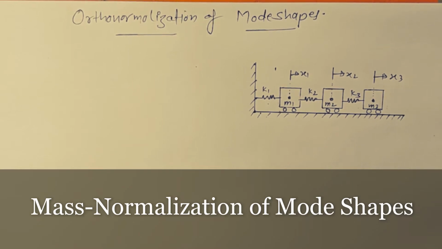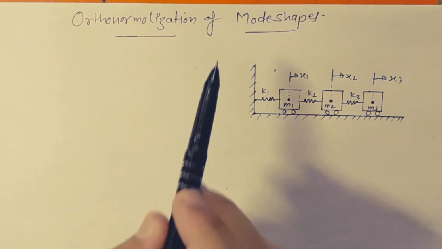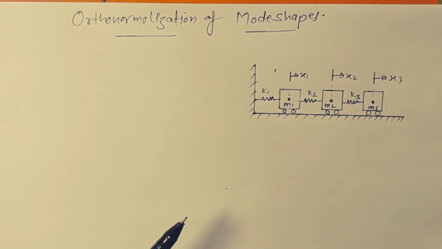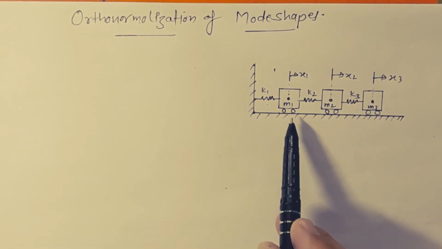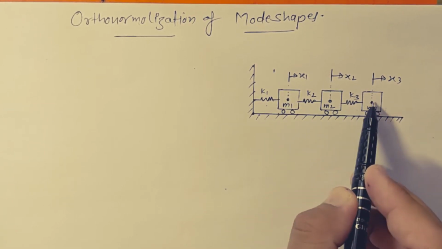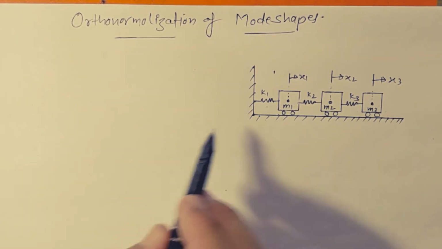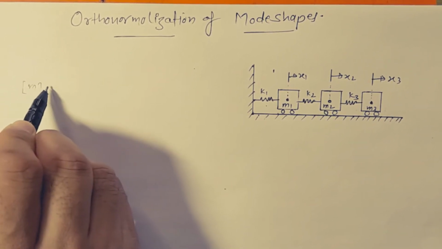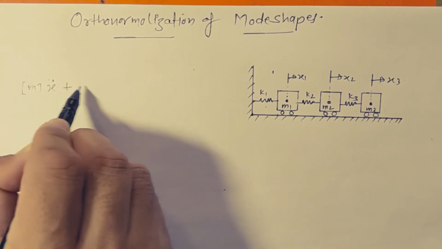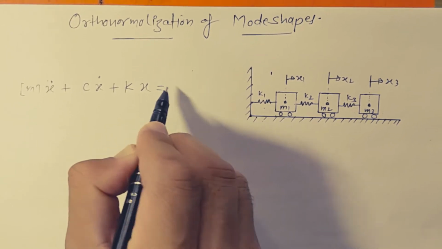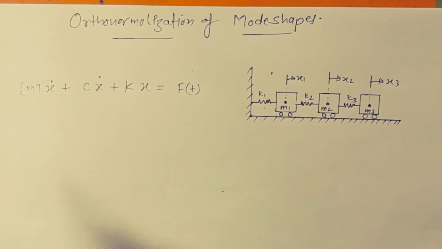So in this lecture we are going to see orthogonalization of mode shapes. In the last lecture we discussed the orthogonality of mode shapes. Here we'll take an example of a multi-degree of freedom system, which is a 3 degree of freedom system with masses M1, M2 and M3, and the governing equation for this system is given by M x double dot plus C x dot plus K x is equal to f(t).